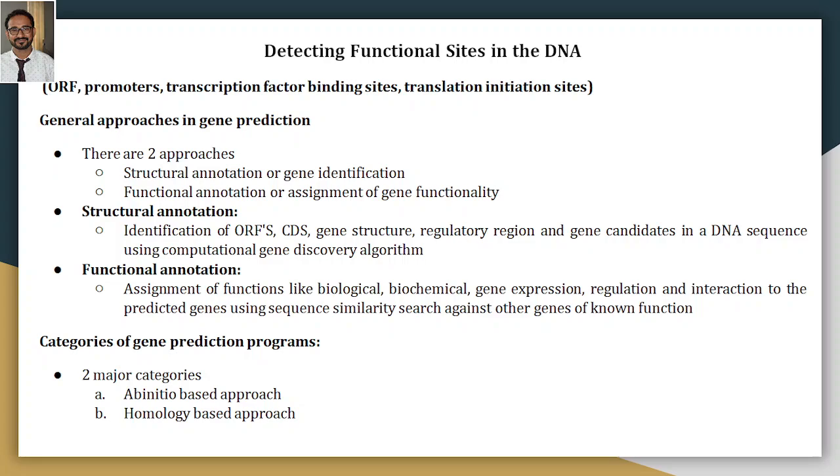So in this detection of functional sites in the DNA, we have four different subtopics that we will discuss in this video. First, general approaches in gene prediction. There are two approaches: one is based on structural annotation, another is functional annotation. Annotation is nothing but assigning a function to a particular site or a particular gene. Structural annotation can also be called gene identification, whereas functional annotation can also be called assignment of gene functionality. That means what is the function of that gene.